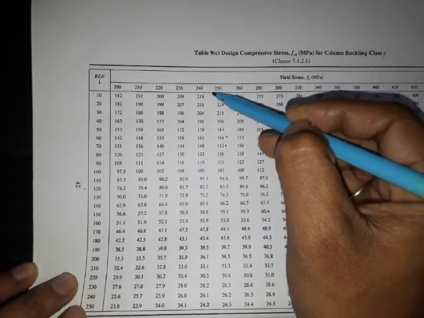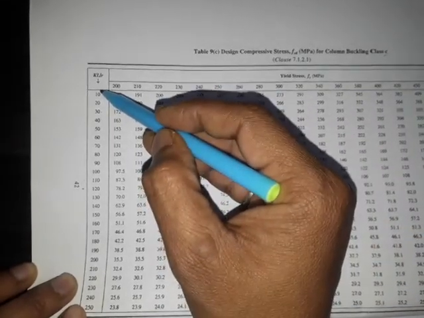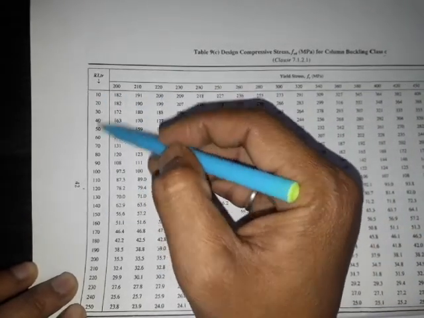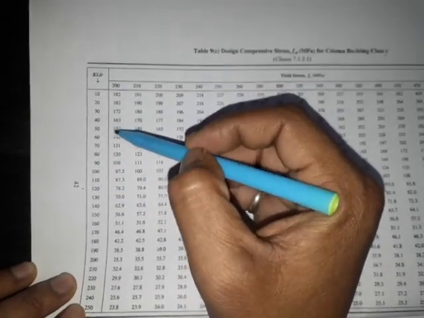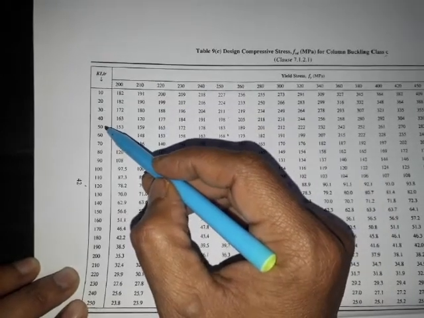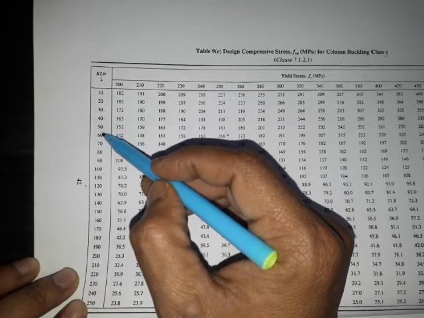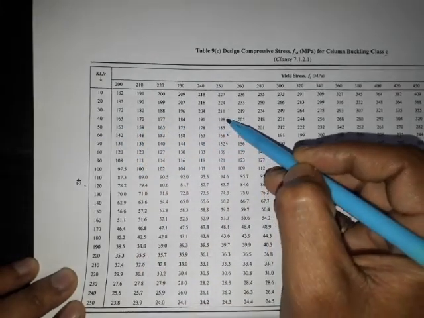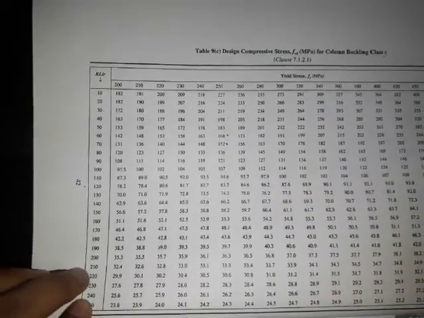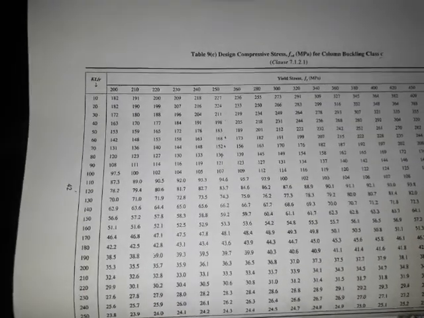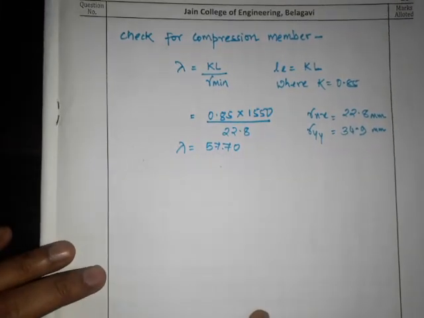We have to find the value of fcd for the grade of steel fy 250, and the column slenderness ratio KL by r. Our KL by r is 57.7, so you have to interpolate between 50 and 60, where the values are 183 and 168. After interpolation we have to find the value for 57.7, so we note down those values first.